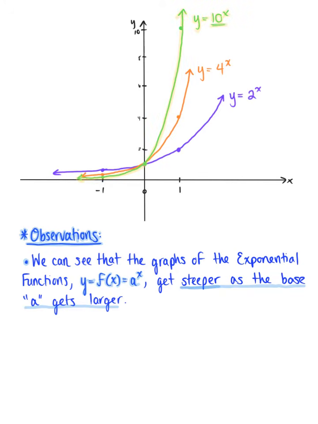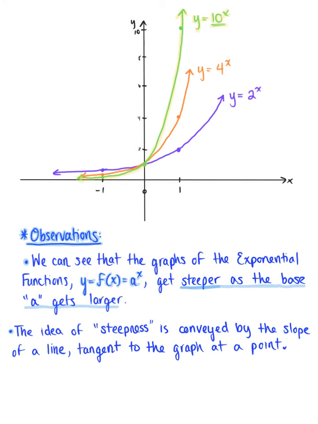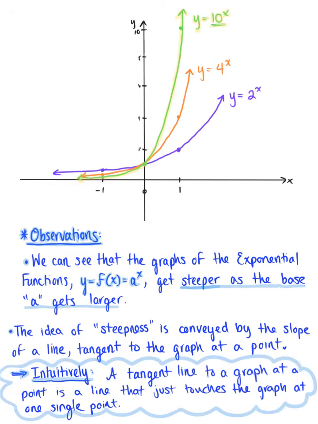Now, the idea of steepness is conveyed by the slope of a tangent line to the graph at a point. Tangent lines to graphs of functions are not defined precisely until the beginning of Calculus 1, but intuitively, the tangent line to a graph at a point is a line that just touches the graph at that one single point.